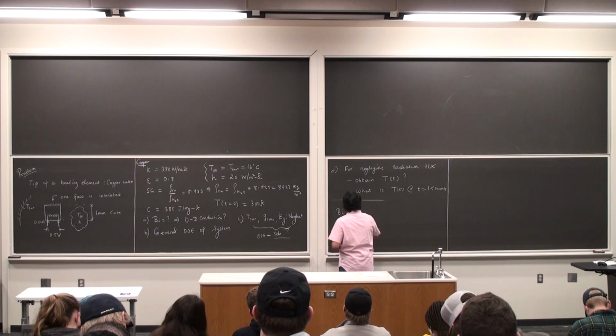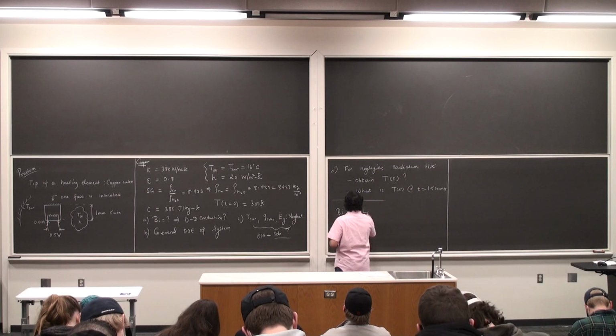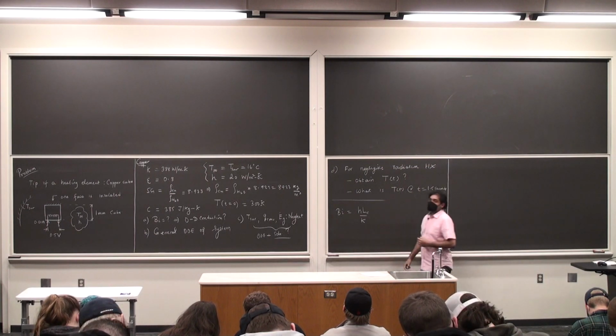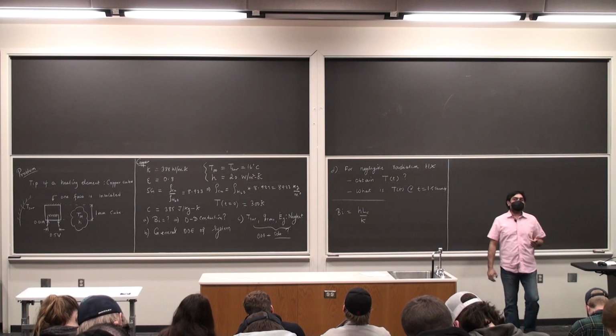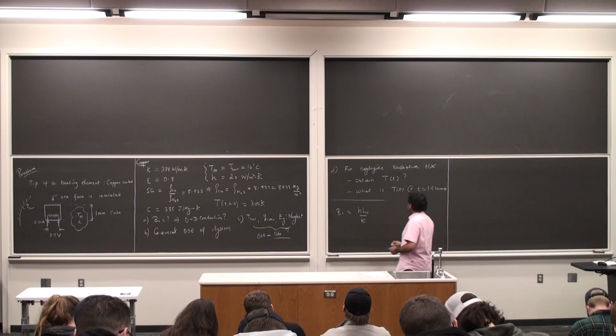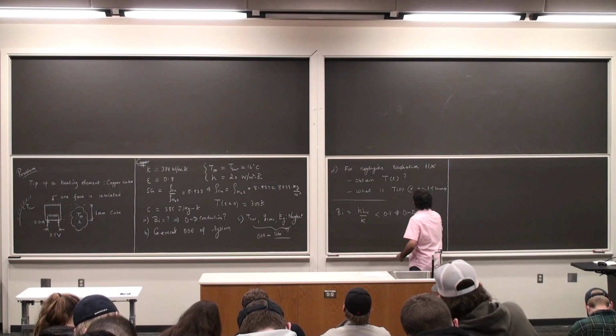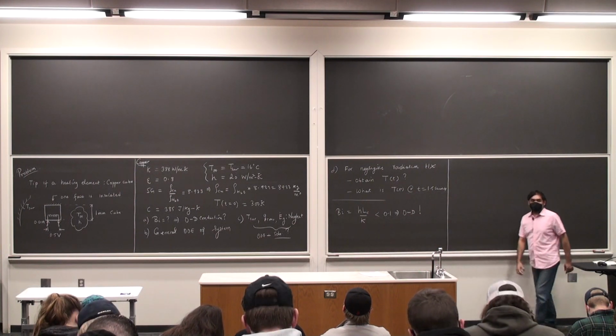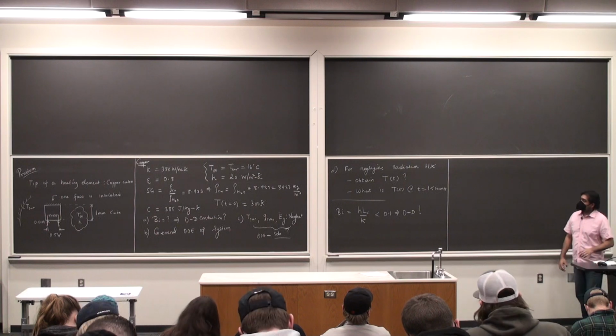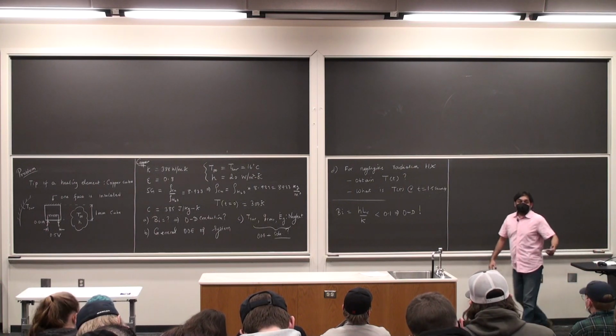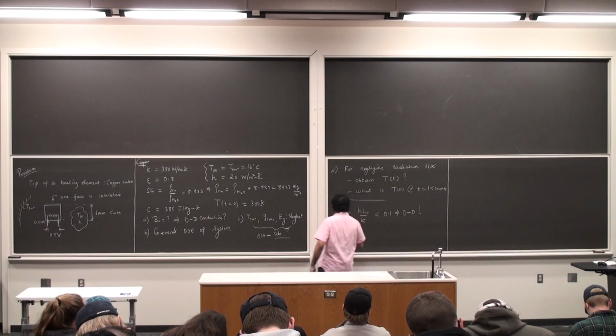Bi equals h L_c by the thermal conductivity k. If this number ends up being less than 0.1, as we decided last time, then zero-dimensional conduction is valid. The characteristic length is the ratio of the volume to the surface area for heat transfer.